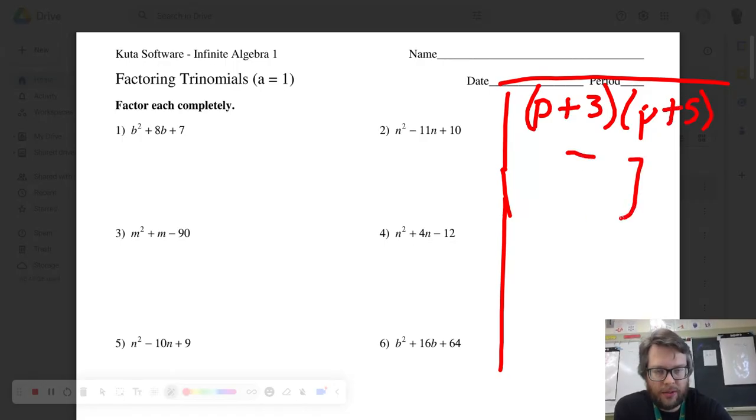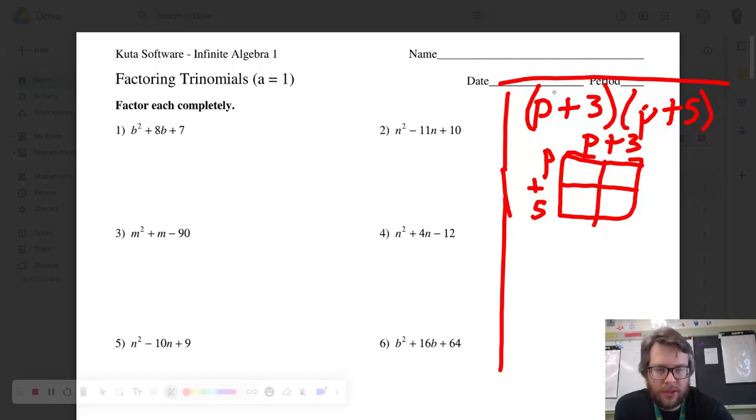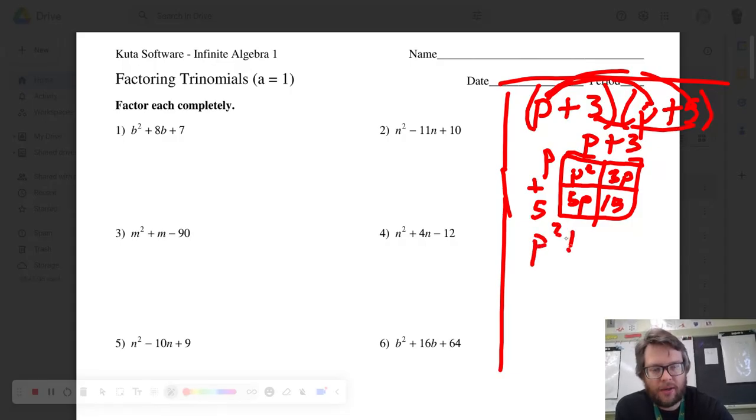If you like to draw the little boxes, you can. The boxes are optional. If you don't like to draw them, you don't have to. All we're doing is distributing: p times p, p times 3, p times 5, 5 times 3. You can just go with your distribution arrows: p times p, p times 5, p times 3, 3 times 5. You get a final answer of p squared plus 8p plus 15.